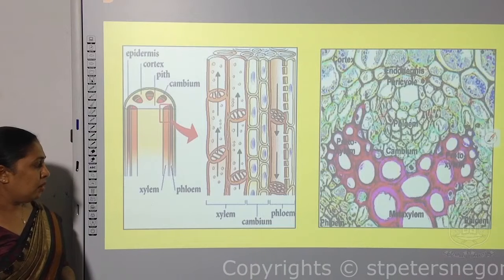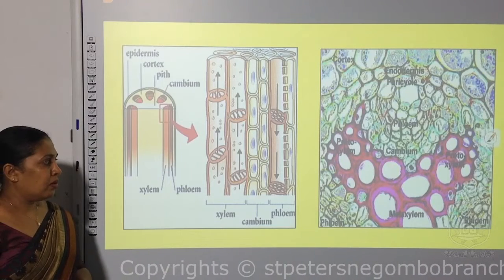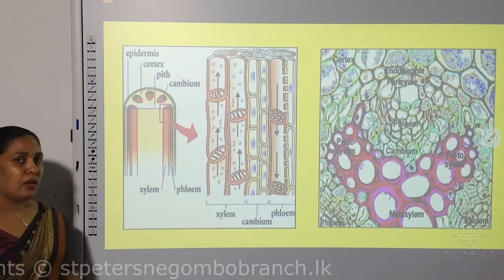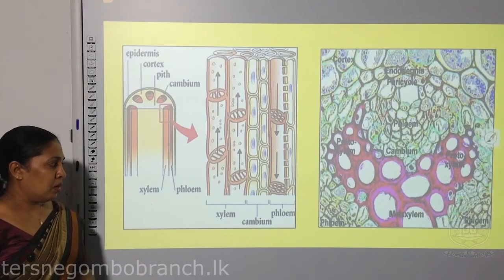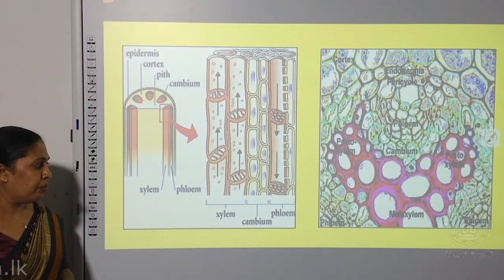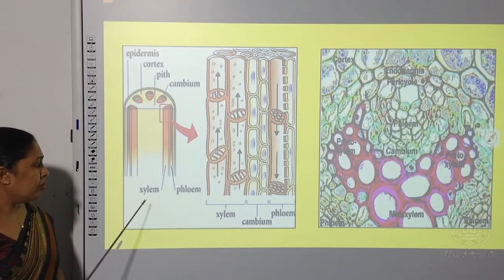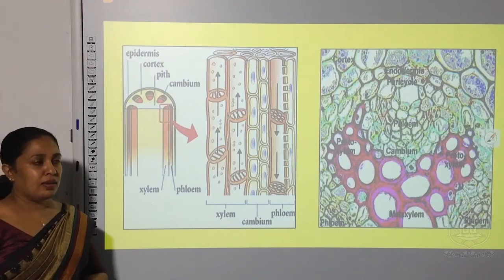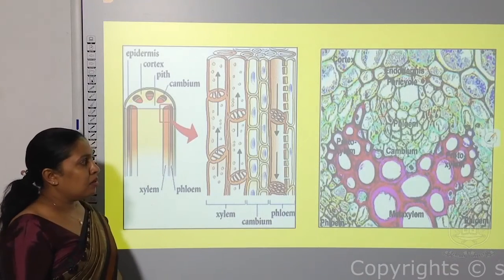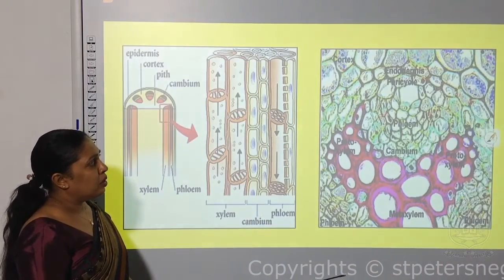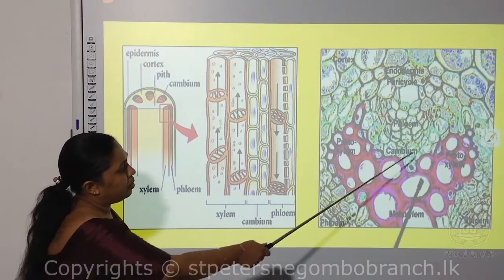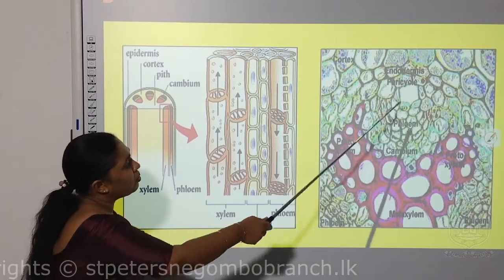So the next one is the vascular tissue. The vascular tissue has two parts, as you know, xylem and the phloem. The xylem and the phloem exist in the vascular bundle. This is a vascular bundle. In the vascular tissue, here the xylem as protoxylem and the metaxylem, and the phloem is there.